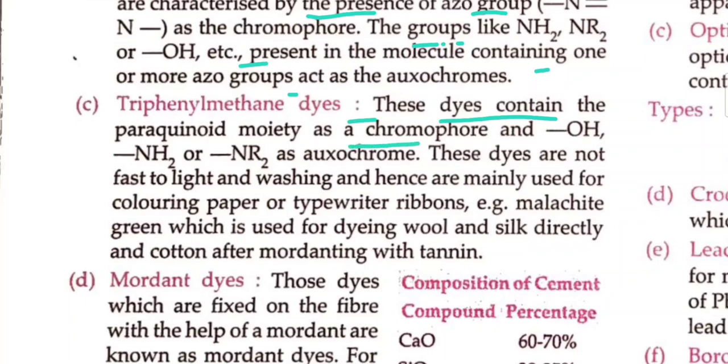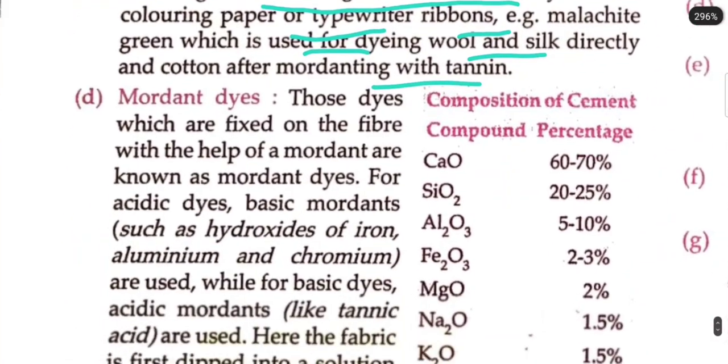Triphenyl methane dyes. These dyes contain the paraquinoid moiety as a chromophore and OH, NH2 or NR2 as auxochrome. These dyes are not fast to light and washing and hence are mainly used for coloring paper or typewriter ribbons etc. Malachite green, which is used for dyeing wool and silk directly and cotton after mordanting with tannin.